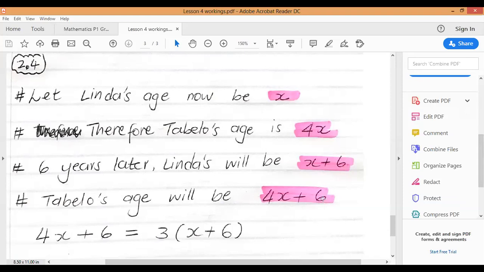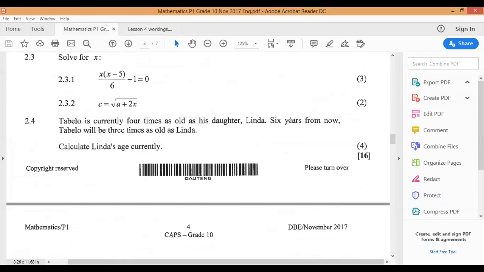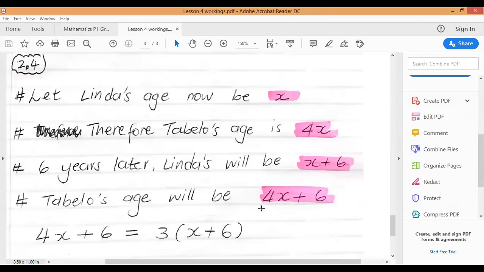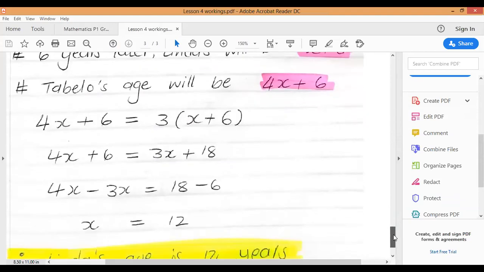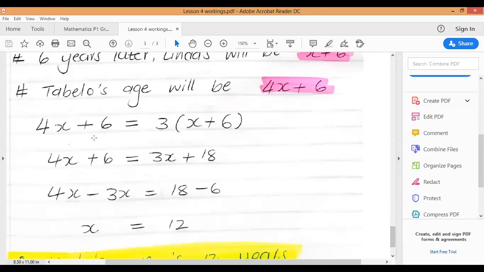Then bullet number 4, I said Tabelo's age will now be 4x plus 6, because we are adding these 6 years. If you look here, it says 6 years from now, Tabelo will be 3 times as old as Linda. So we took 4 times the daughter's age, which is X, plus the 6 years from now. Basically, you have to solve for X, the unknown.